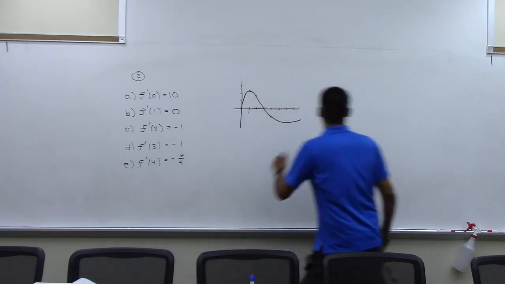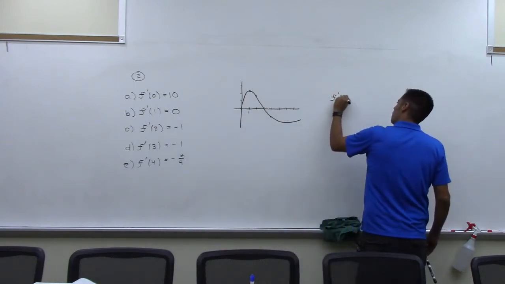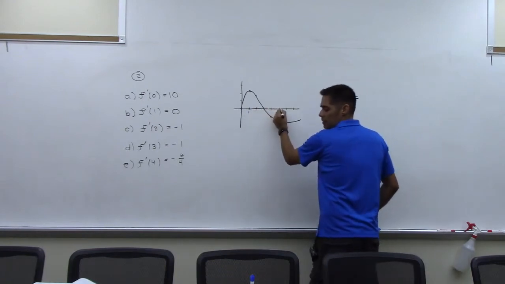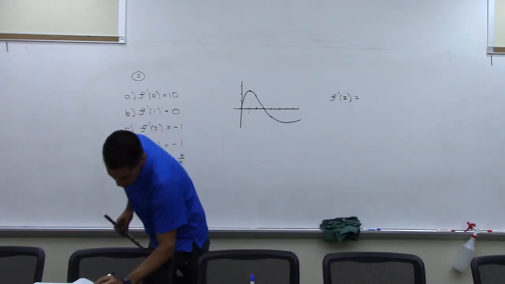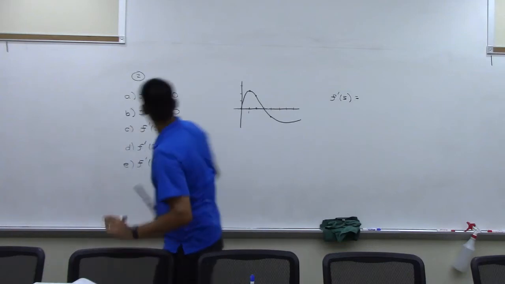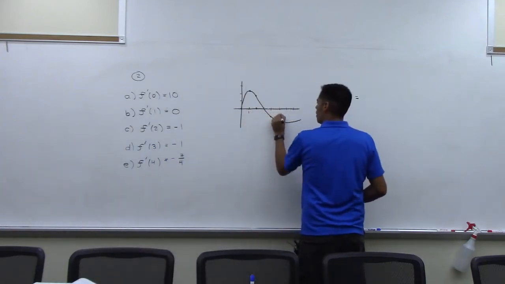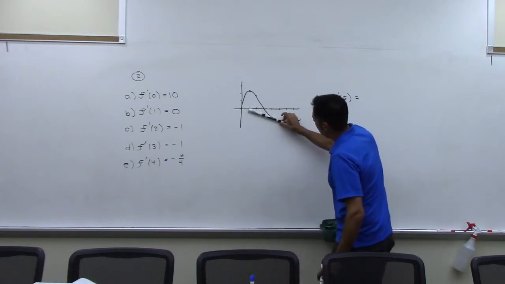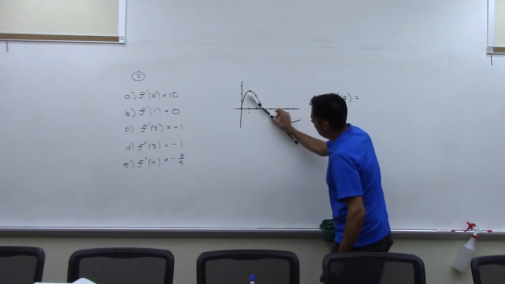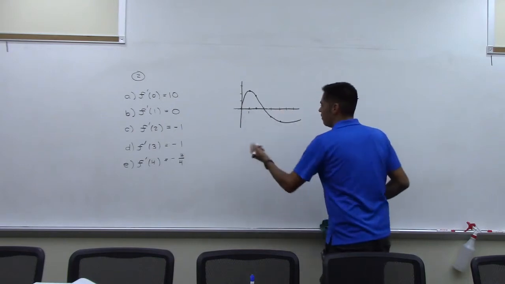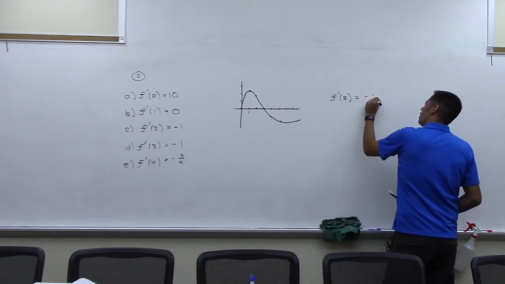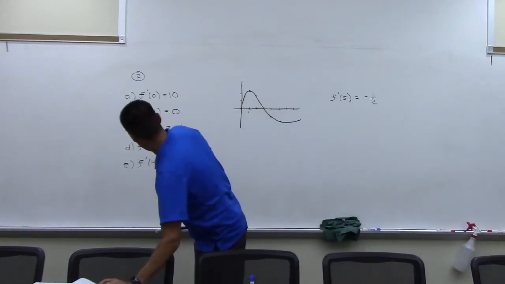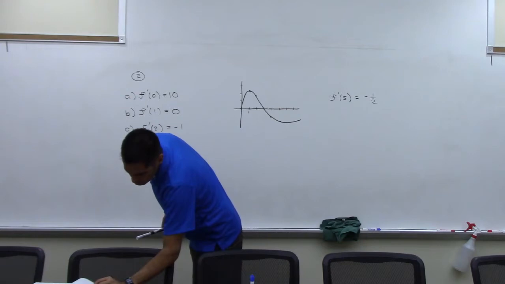And then f prime of 5 would be, let's see, 1, 2, 3, 4, 5. Is that where it flattens out? No, not quite. Right about here. So it looks like it's still negative slope. It's not as steep as that one was. It's flattening out even more. So maybe I can put like -1/2.